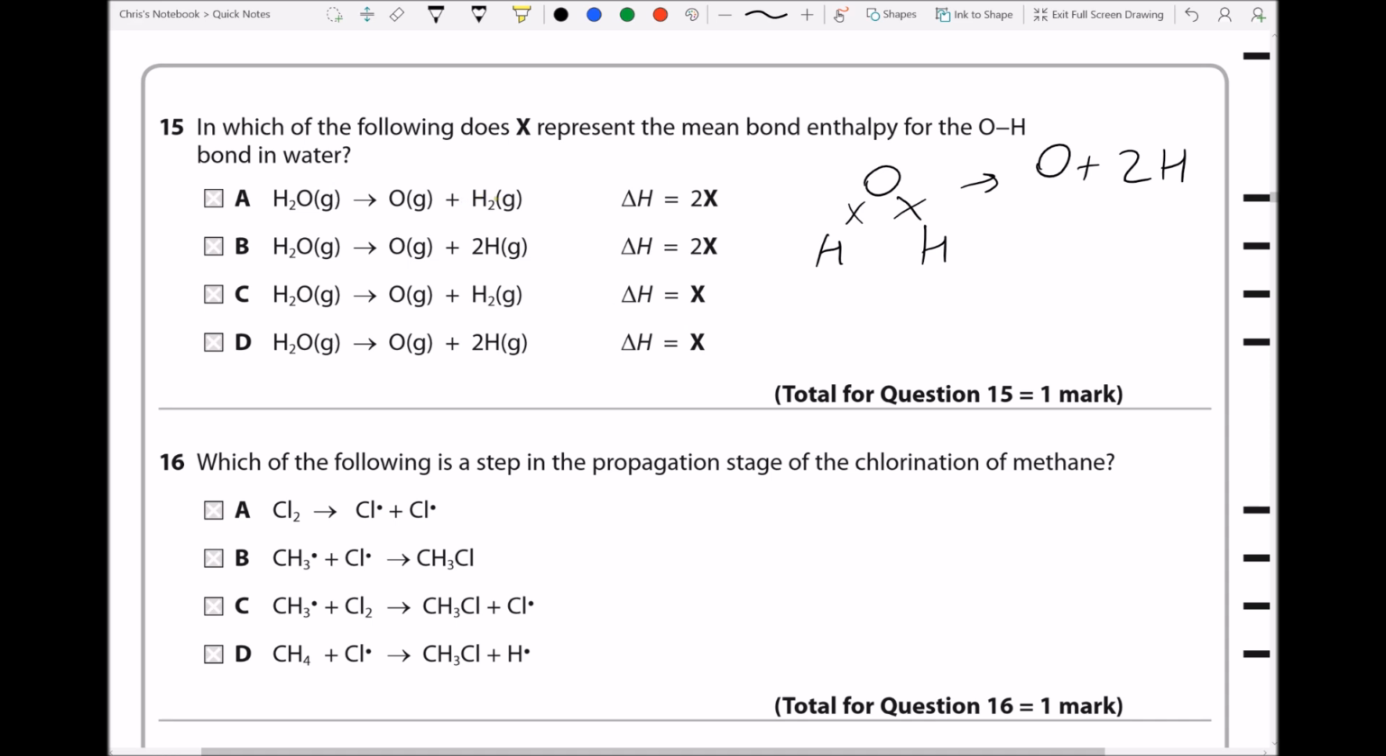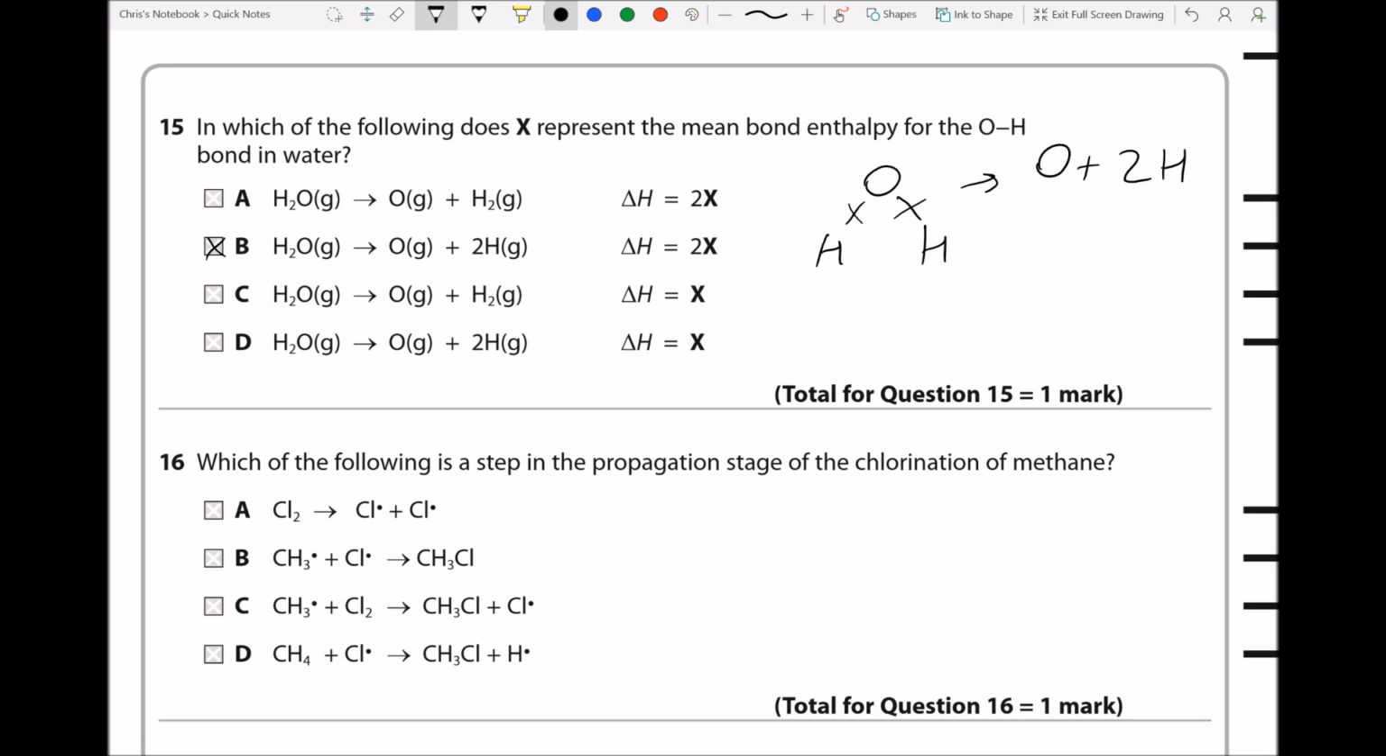So equation A and equation C we can't have because they're forming molecules. We have to be forming two hydrogens, so it's either between B and D. Now what we're going to look for is, B is the enthalpy for 2x, two lots of x, and D is for just 1x. But basically the mean bond enthalpy is the average energy or the mean energy for both bonds. We're breaking both of them, so because we're breaking two of them, it has to be 2x. And so this means that the answer is B. So I'm going to put that there.